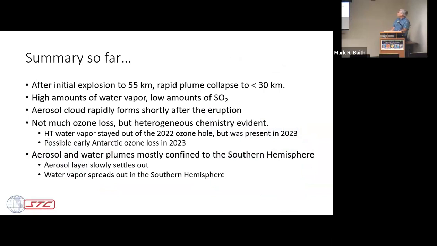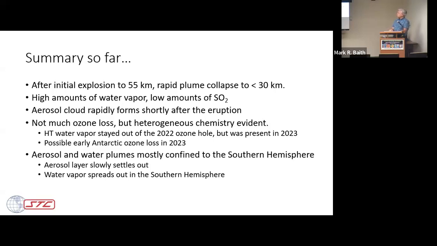Okay, so just to give you a summary so far: after the initial explosion to 55 kilometers, the rapid plume collapsed to 30 or so, below 30. High amounts of water vapor, low amounts of SO2. The aerosol cloud rapidly formed shortly after the eruption. Not much ozone loss, but heterogeneous chemistry was evident.